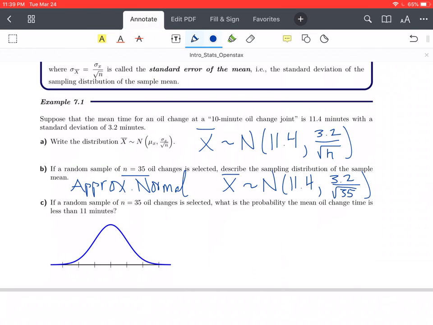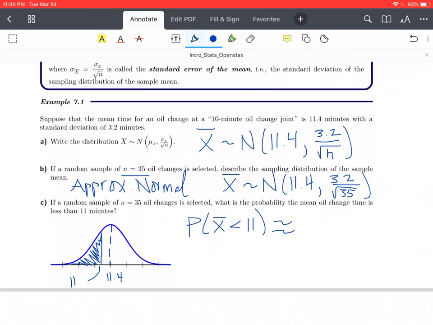Okay, so we do have somewhat of a bell-shaped curve here. If a random sample of n equals 35 oil changes is selected, what is the probability the mean oil change time is less than 11 minutes? The mean, right here in the middle, is 11.4. And 11 is somewhere down here below. We want the probability, or the area under the curve, that is less than 11 minutes. So we're looking for the probability that x bar is less than 11.